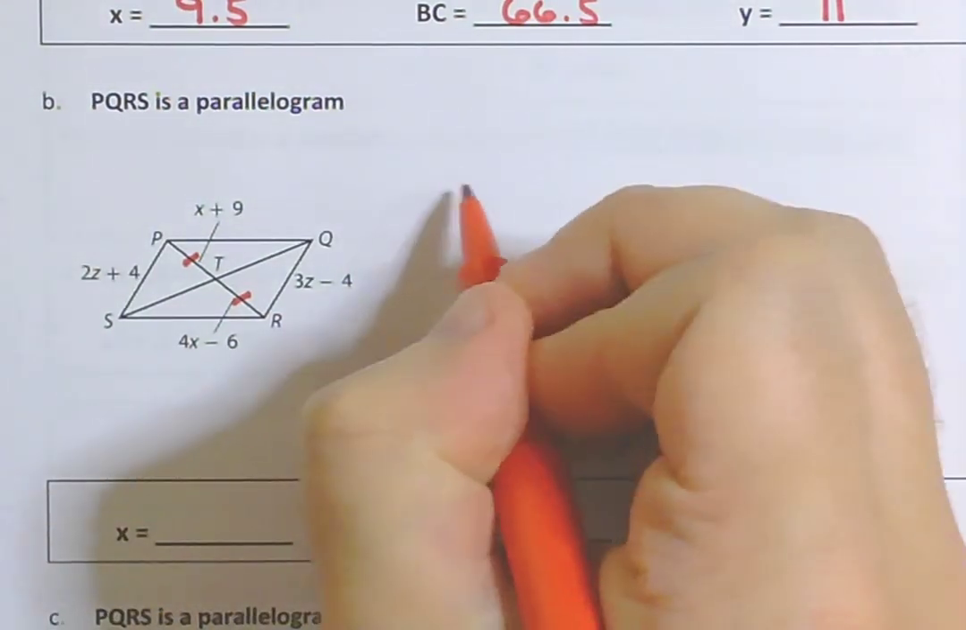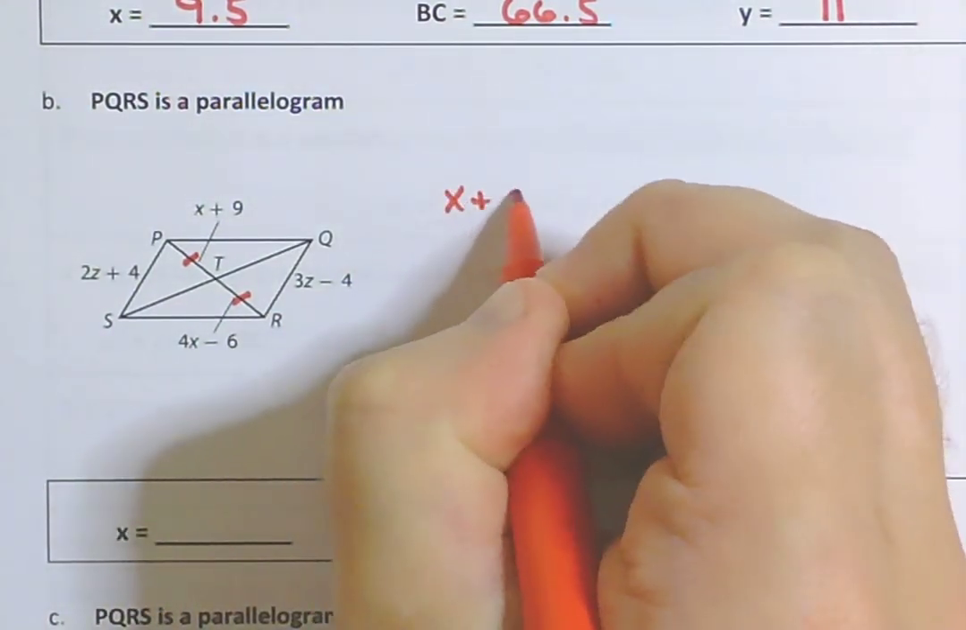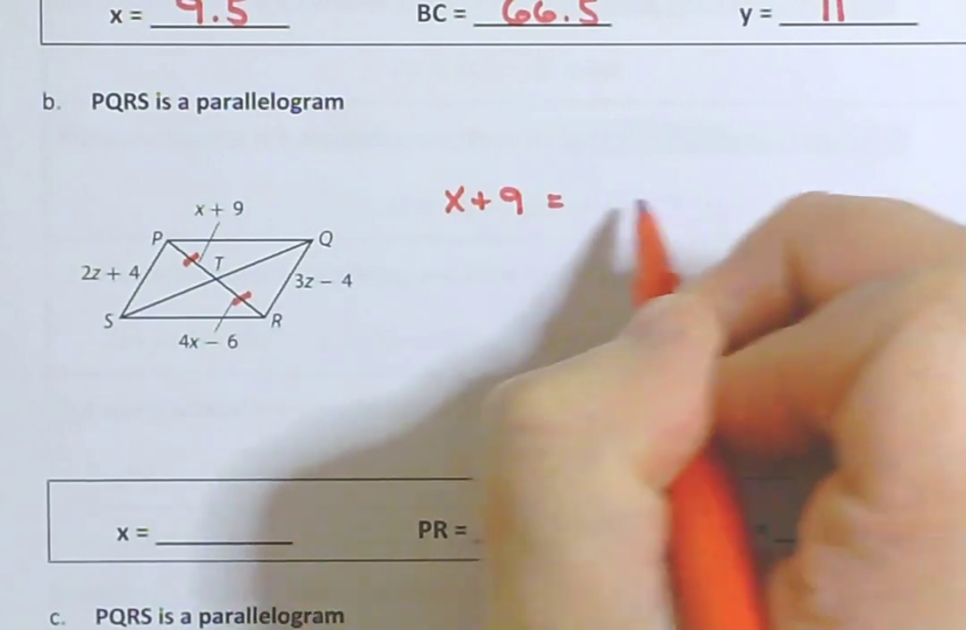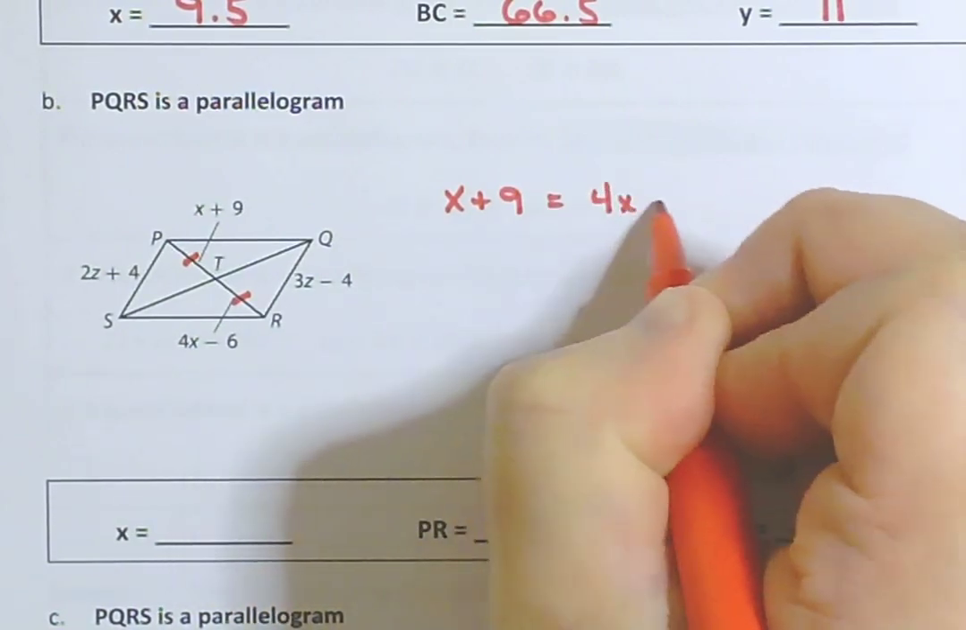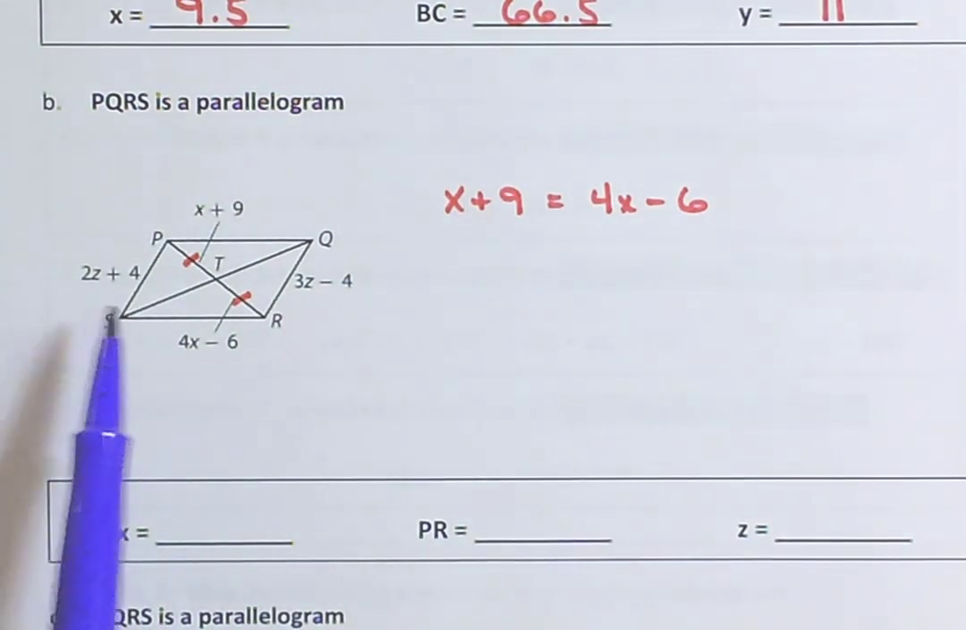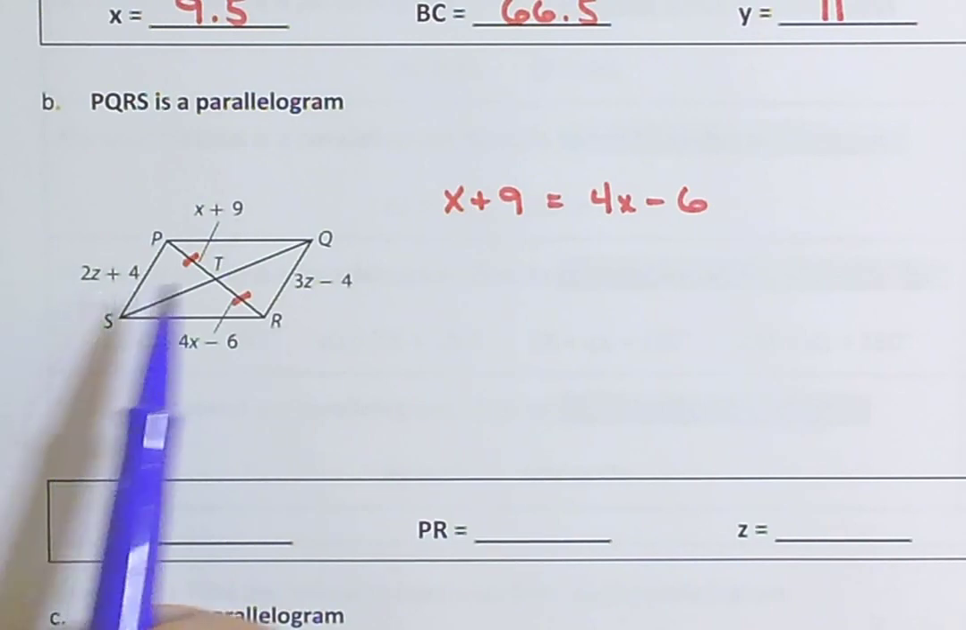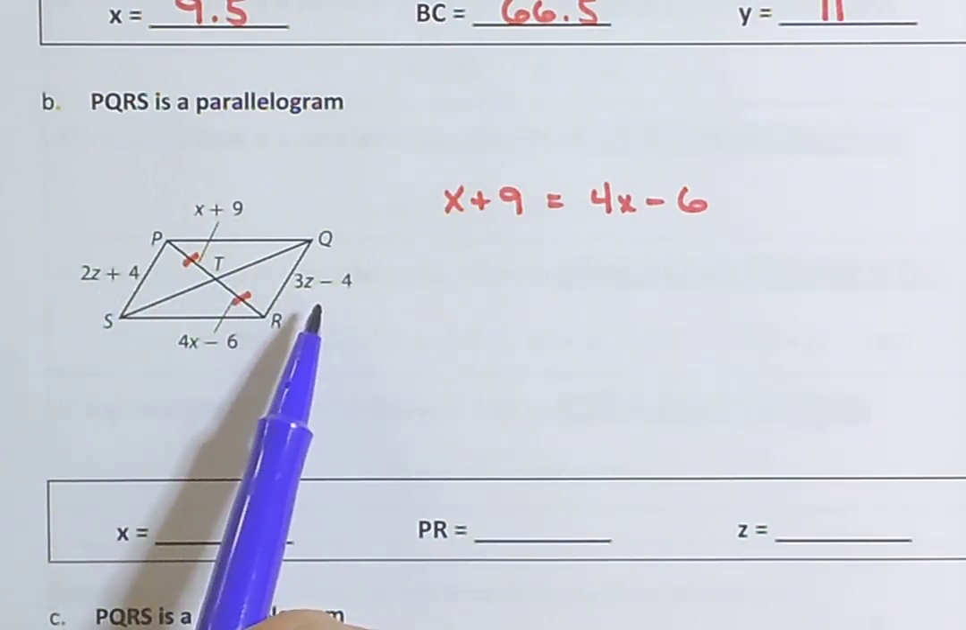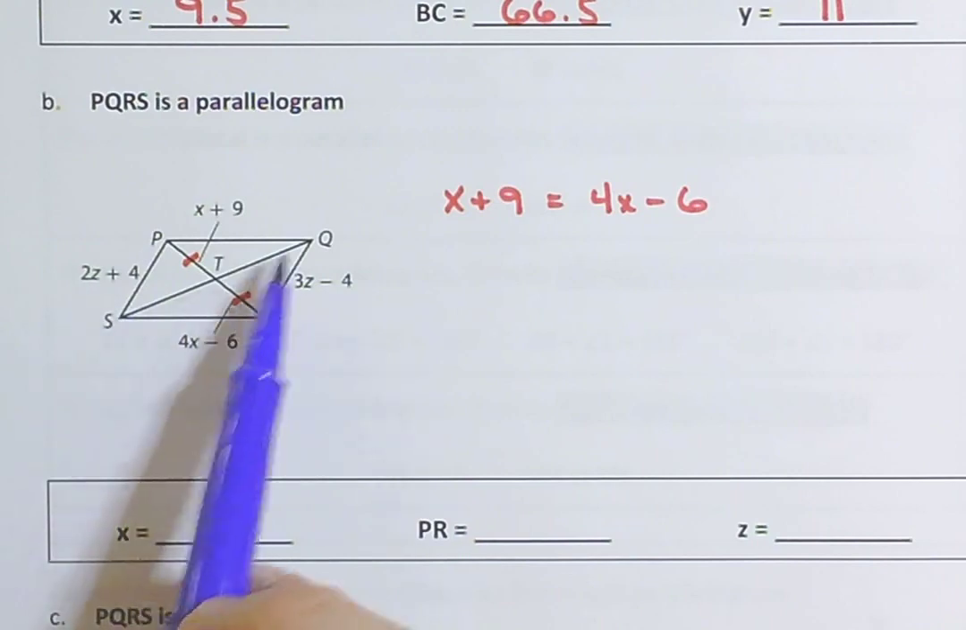So this setup would be x plus 9 equals 4x minus 6. So that's how you would set it up to solve for x. You can then go through and solve for that one to see what x is going to equal. If we talk about going through and solving for z, there's two things that involve z here. That's the 2z plus 4 and the 3z minus 4. And that's dealing with side lengths.